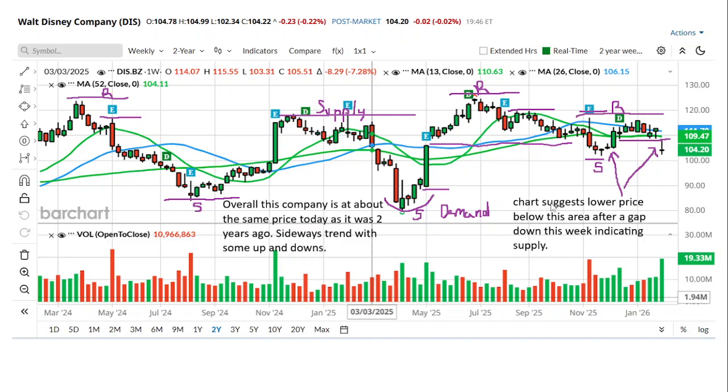Now, in my opinion, this chart suggests lower prices below this area after this gap down this week, indicating that supply is again pushing prices down. Now that would just be a short-term speculation on my part, but that's what the chart is suggesting at this time.